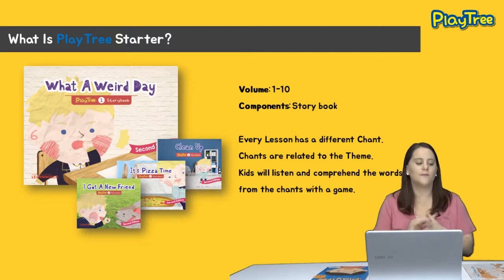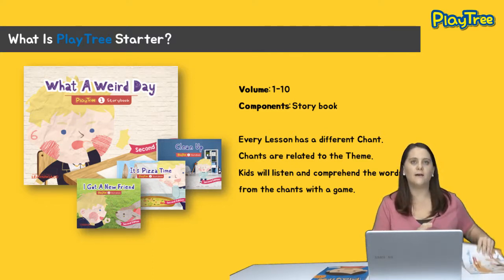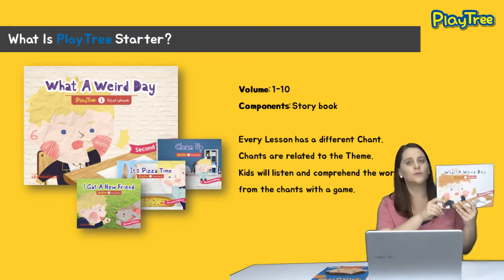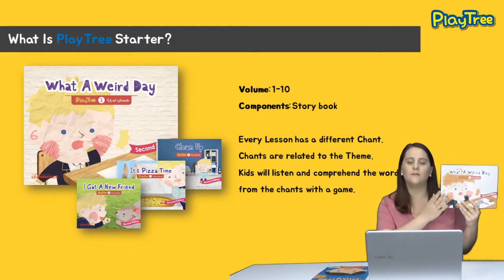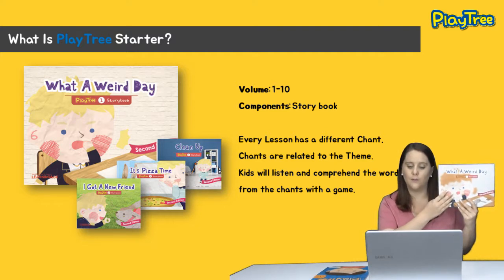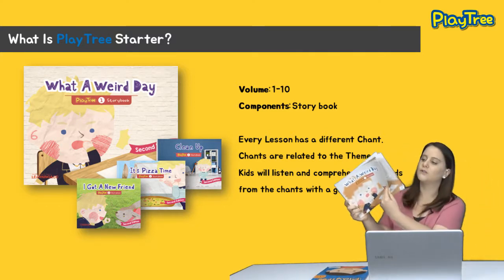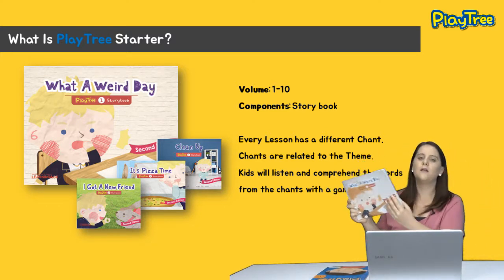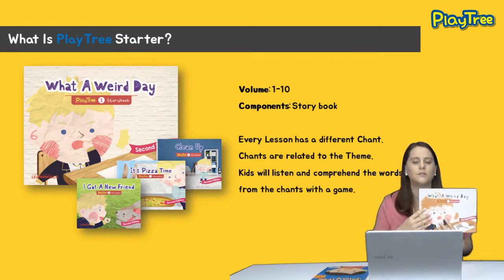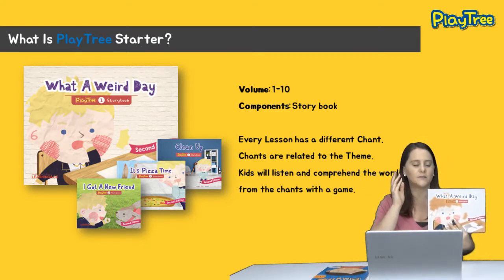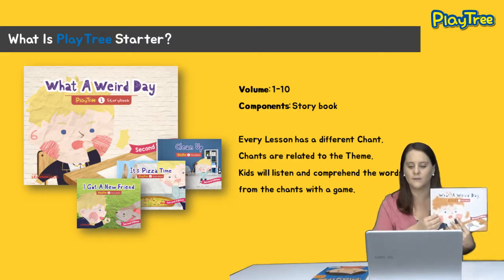Now let's talk about the physical components of a PlayTree class. You're going to have, for the starter course, the storybook. And there's 10 volumes of this storybook. And each storybook has 32 pages. But the goal of this is the students to develop their listening skills, not their reading skills.